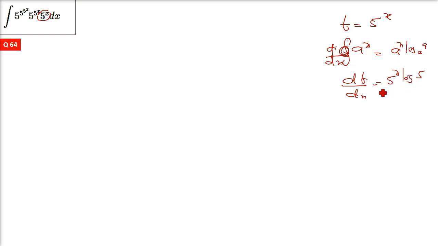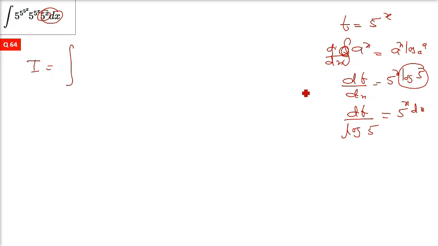So a is 5 here. 5 raise x log 5. So dt, with log 5 coming in the denominator, 5 raise x will be there, and this will be dx. So this we already have. Now we'll align this with our assumption and what is given in the question. So dt by log 5, so 1 by log 5 here, and this is dt.